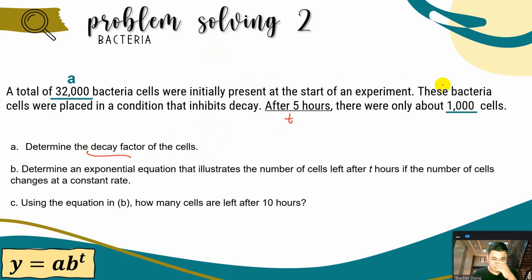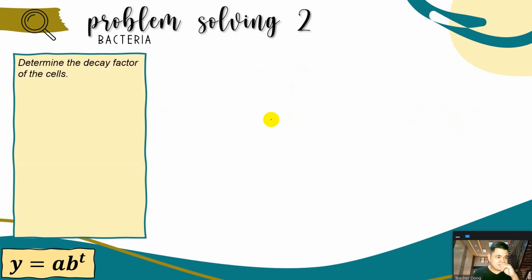We don't have the decay factor or the B. So this is the ending value after 5 hours. Now, how can we do that? Let's go to this one. Determine the decay factor. So for you to be able to determine the decay factor, let's have the given values in the problem. Your A is 32,000, and your y is 1,000, and that is after 5 hours. In this case, we can now make these 3 given values as reference to solve for B. Just remember that you cannot solve for the ending value without the value of B or the growth or decay factor. In this case, we have the decay factor.